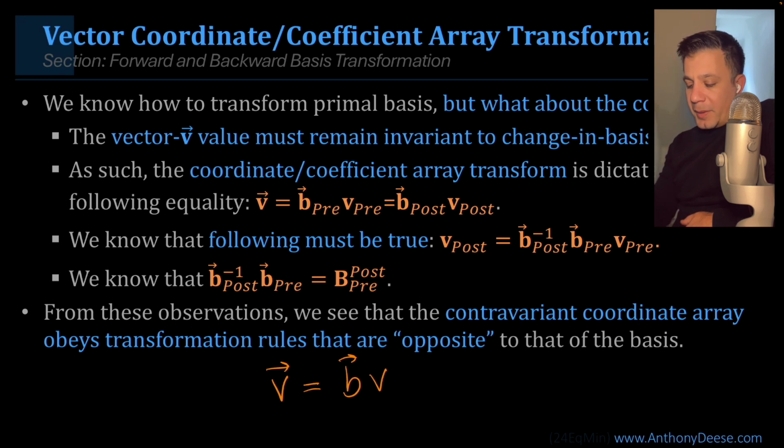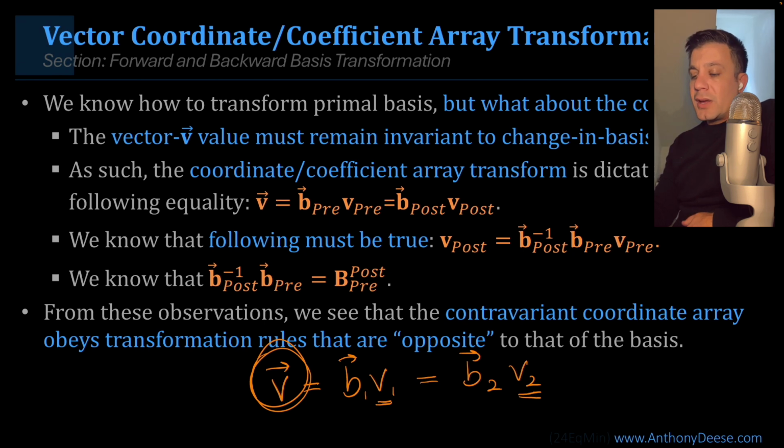Now, if we transform the basis, and I'm just going to call this 1 and 1, to a second set, the coordinate array has to respond similarly if we want to keep the vector constant. So we have to understand not only how to apply the transforms to the basis sets, but also how to apply them to the coefficients or the coordinate arrays. Some repetition up here. We said already, right, the vector v arrowhead must remain invariant to change of basis. As such, the coordinate or coefficient array transform is dictated by the following equality.